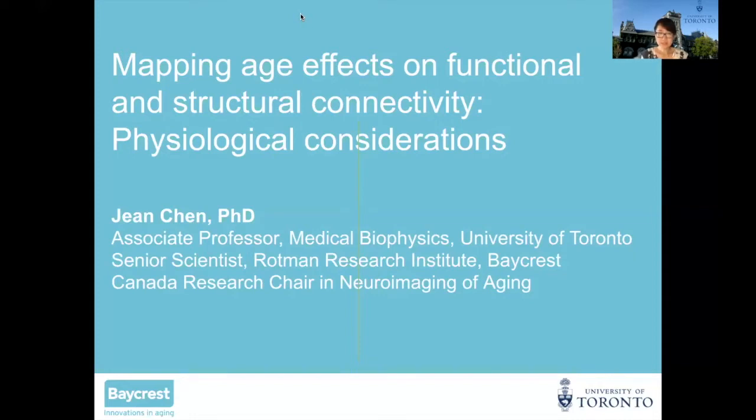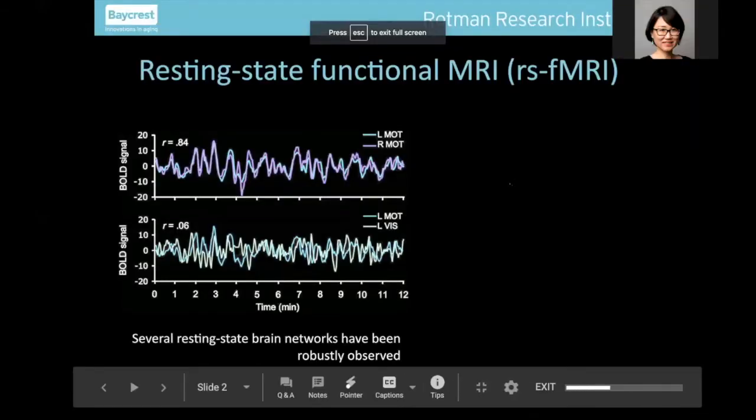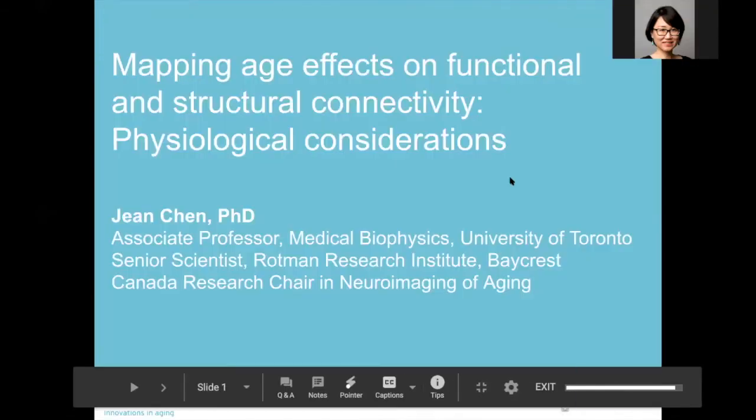In recent years, I've been really invested in non-invasive imaging of the brain, particularly looking at functional and structural connectivity in aging. And today I'll present some of our most recent work on the topic. Okay, so I guess I just got started.